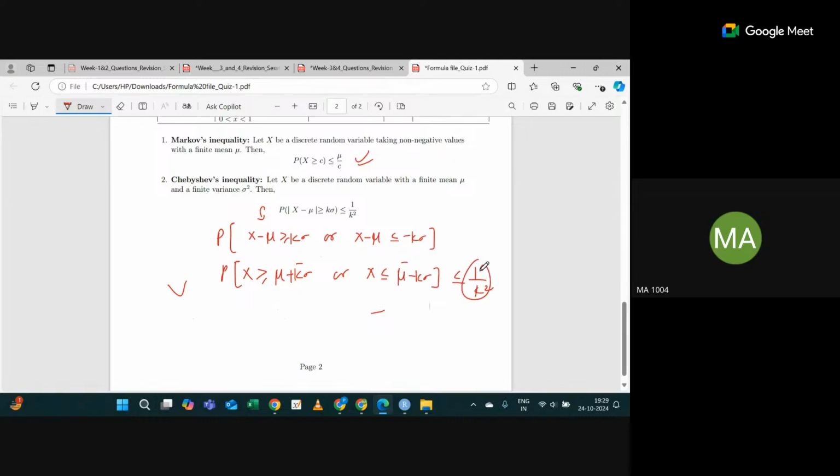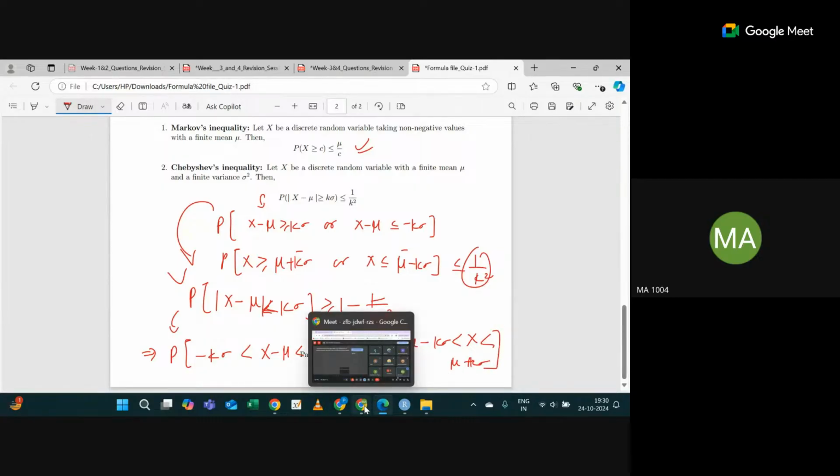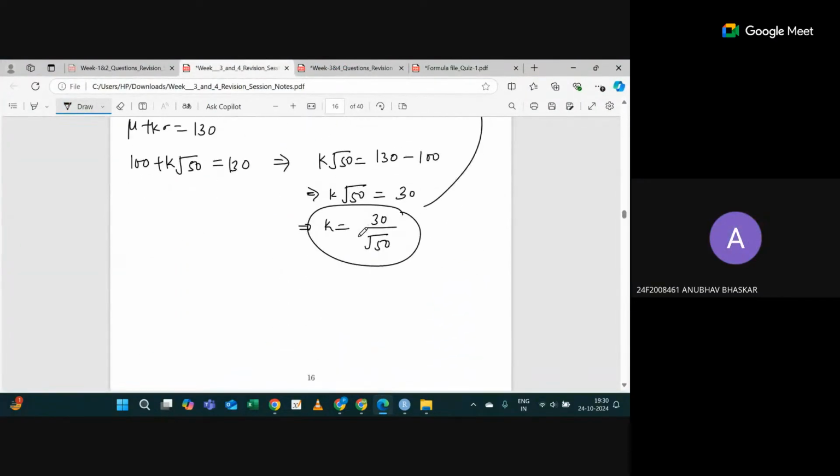This is about the upper bound. If this is the lower bound, then I have to use the reverse order. It means the probability that modulus of x minus mu less than k sigma will be greater or equal to 1 minus 1 by k square. And in this case, you can say probability of minus k sigma less than x minus mu less than k sigma. If you solve this, you'll get x lies between mu minus k sigma and mu plus k sigma. Any doubt here? Yes, sir. All right.